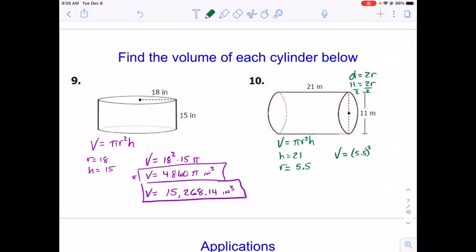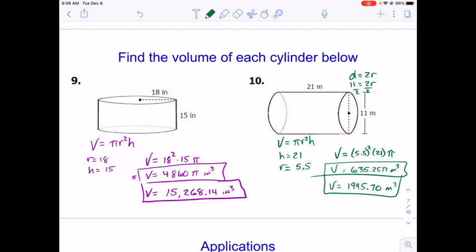So volume is equal to 5.5 squared times 21, and then we're going to attach a pi. As we calculate this value here, that's going to give us 635.25 pi. And that would be our first answer. That would be in meters cubed. Second answer is when we multiply by pi, so that gives us an answer of 1,995.70, and this would be meters cubed. So 2 chances here when you have 2 answers. One is exact in terms of pi, and one is a rounded off or close estimate because we are rounding.